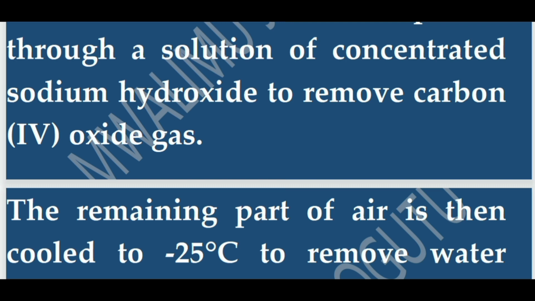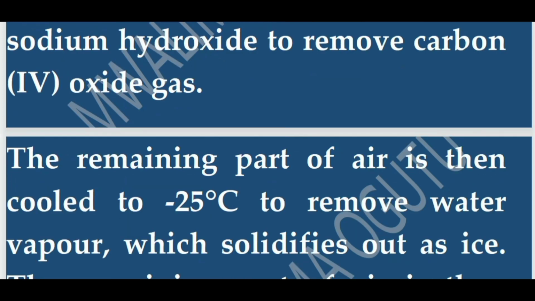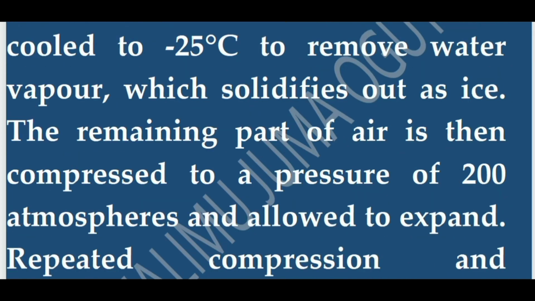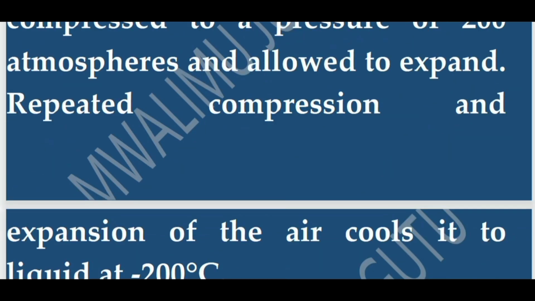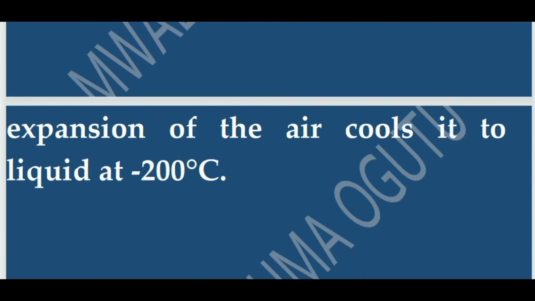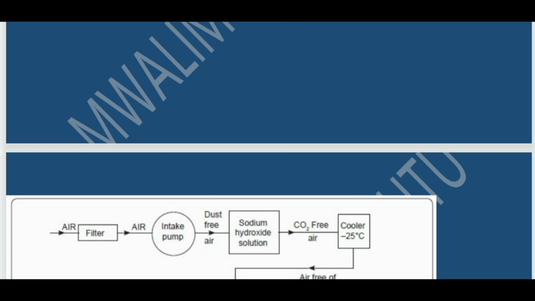So the remaining part is then cooled to negative 25 degrees Celsius to remove water vapor, which solidifies out as ice. So the remaining part is then compressed to a pressure of 200 atmospheres and allowed to expand. So repeated compression and expansion of air cools it to liquid at negative 200 degrees. Now the air is cooled to a liquid at negative 200 degrees.